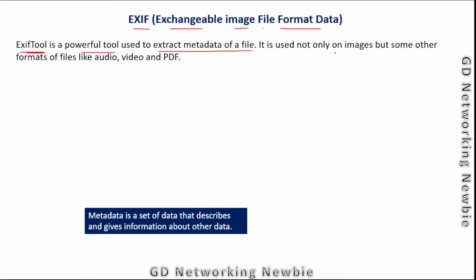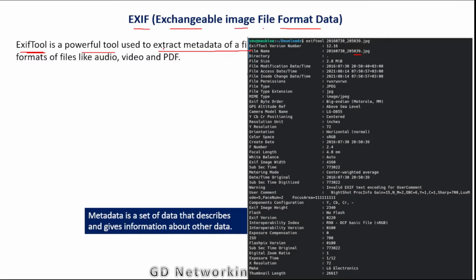And this can extract data not only from images but from audio, video, and PDF. I have taken this example, which is given on Wikipedia. That is the metadata about some image file, a JPG file here. And in this file, you can see what kind of data we can extract.